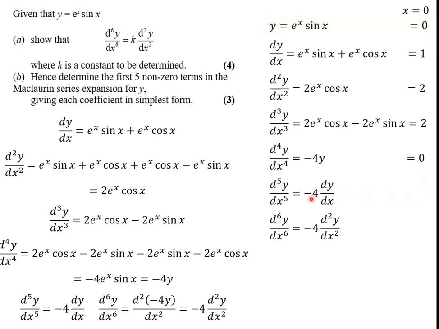And then I want minus 4 times dy by dx. Done dy by dx, that's equal to 1, so that's minus 4. And then minus 4 times the second derivative gives me minus 8. So those are all the values of all the derivatives when x is 0. And I've actually got 1, 2, 3, 4, 5 non-zero ones, so that's good.